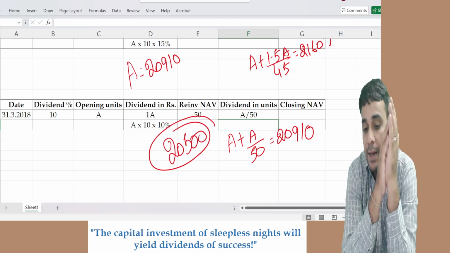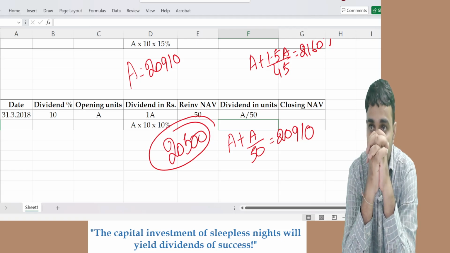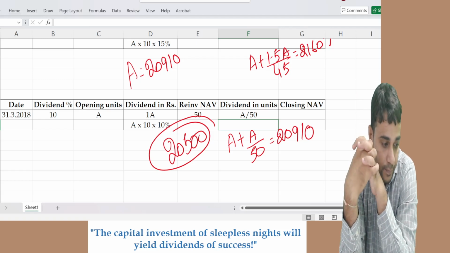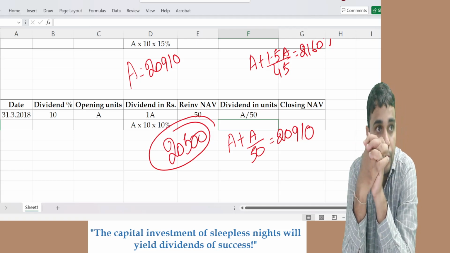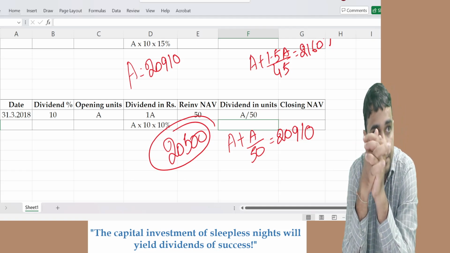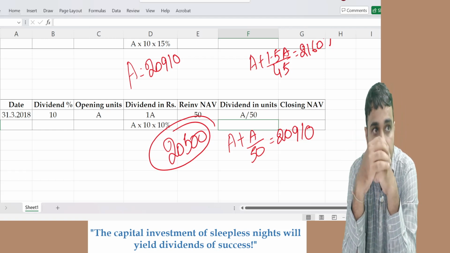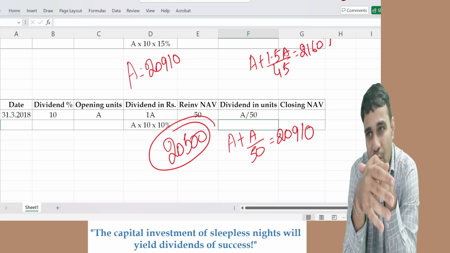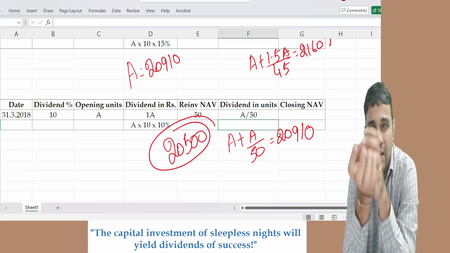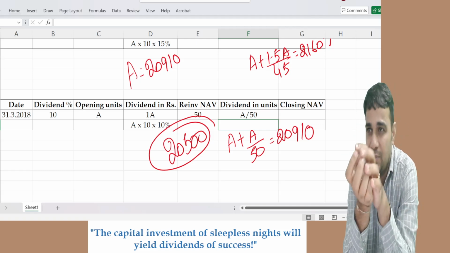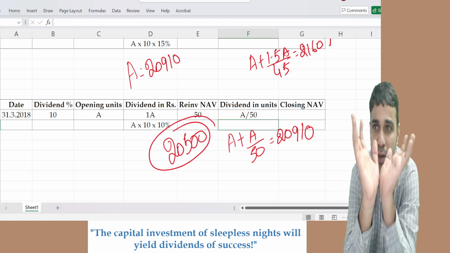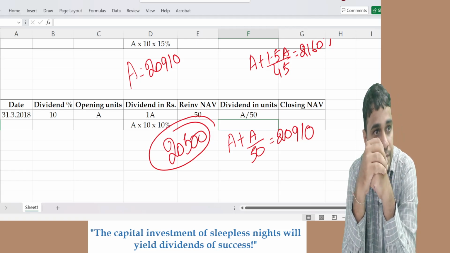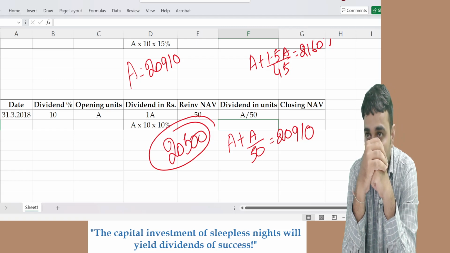A plus A by 50 is equal to 20,000, 910. 20,500. Same thing can repeat. A is the opening units, dividend percentage, dividend in rupees, reinvestment in NAV. A plus something will become 20,500, and opening, I think I remember 20,000 is the answer. The opening answer is 20,000. Any doubts on this? Clear?